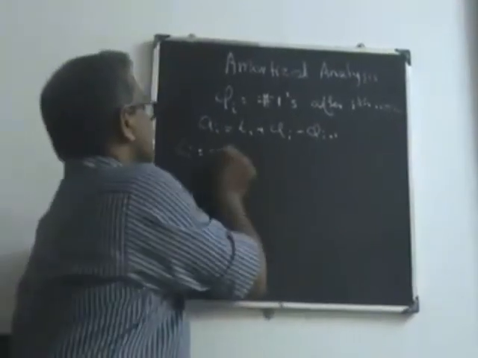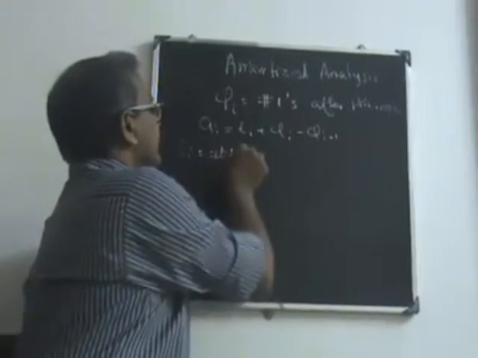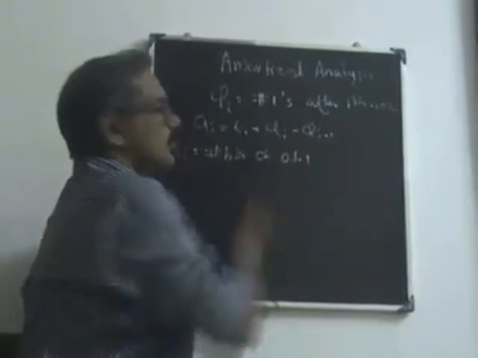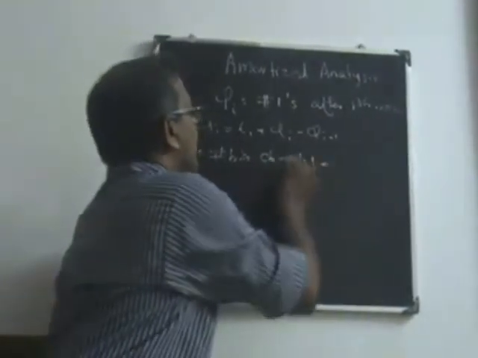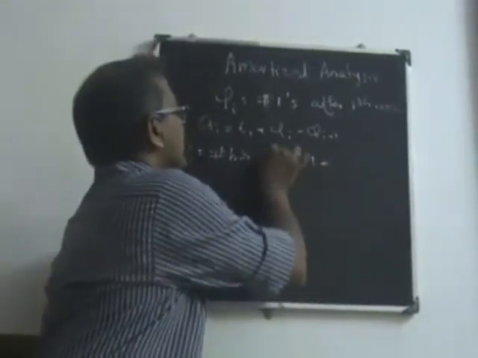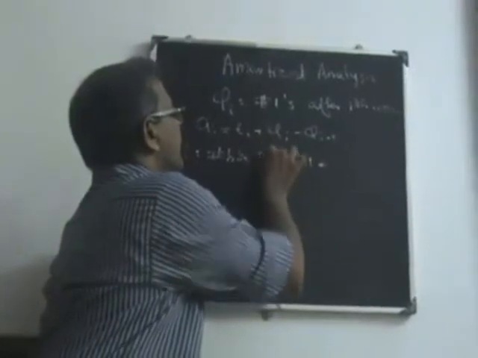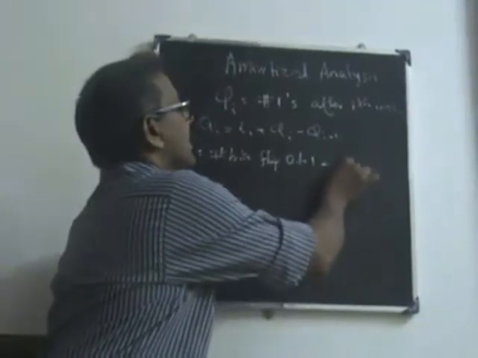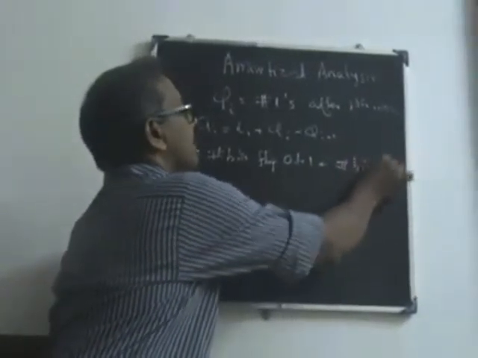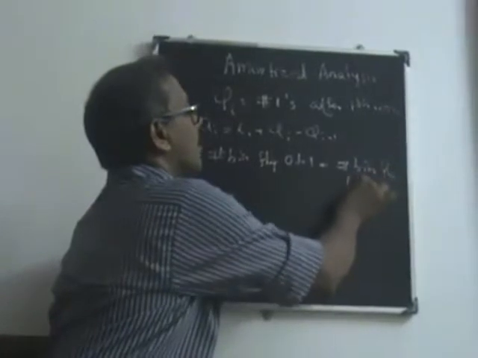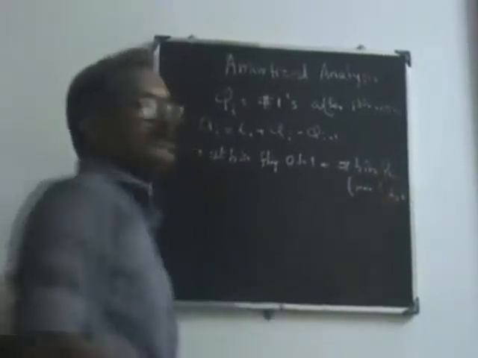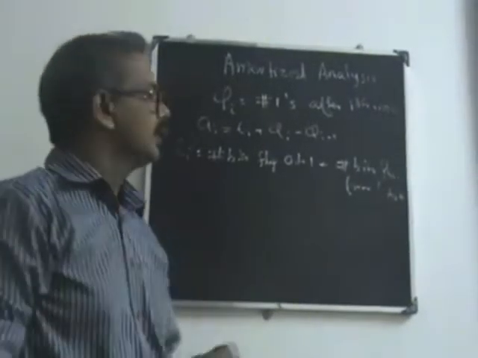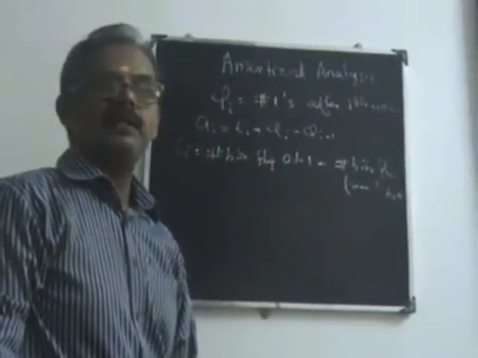Therefore, the actual cost is the number of bits flipped from 0 to 1 plus the number of bits flipped from 1 to 0. So this is the actual cost. Every flip we have to pay something, right? So the actual cost is this one.